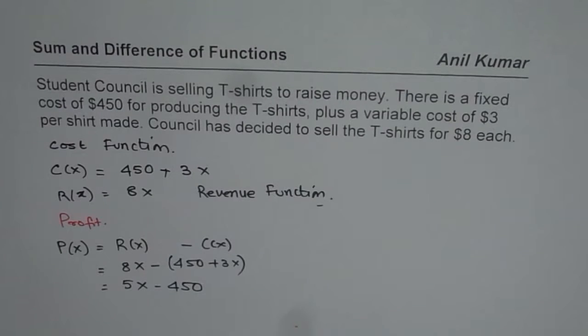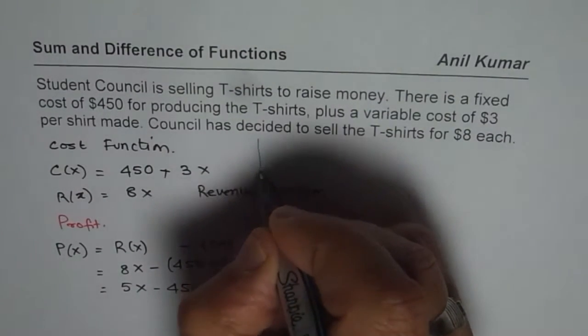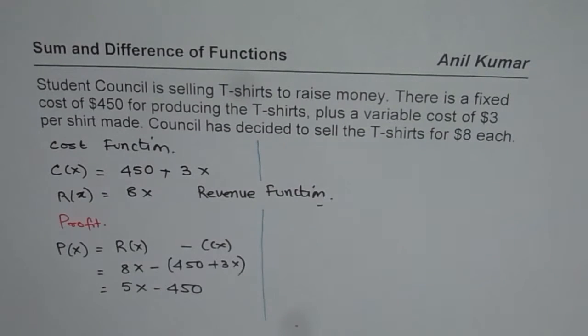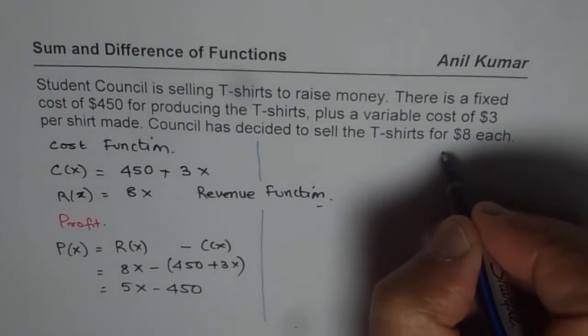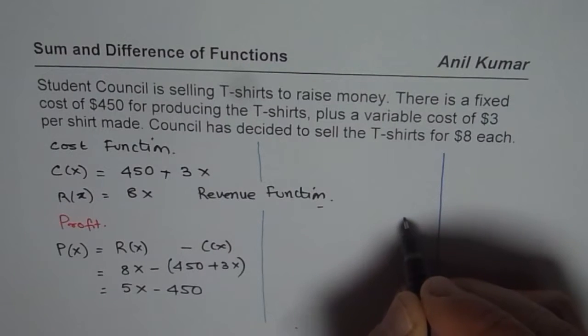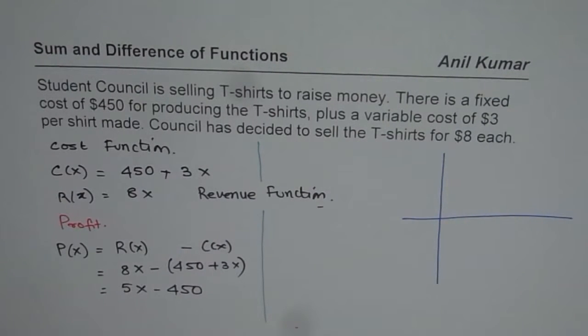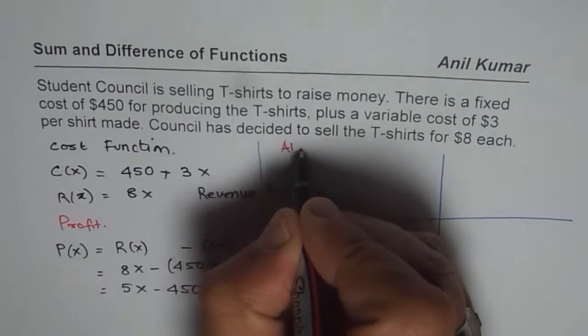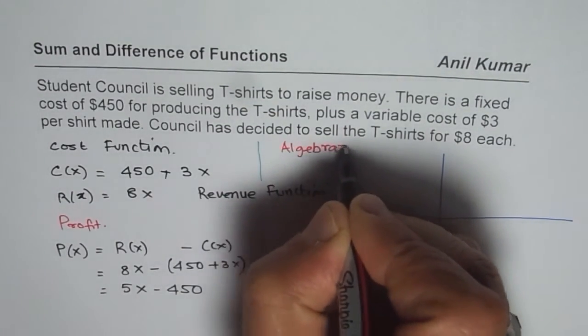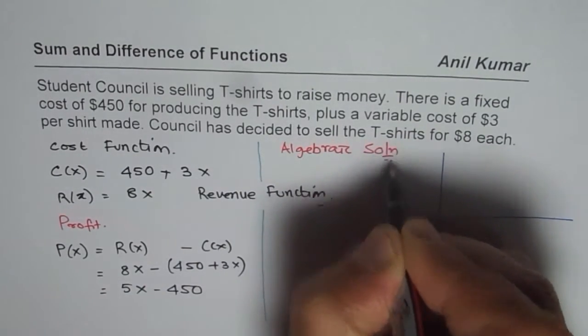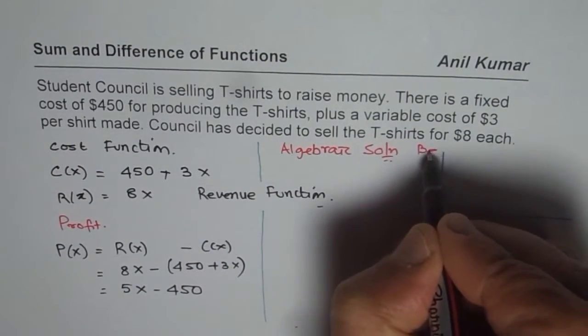Now with this, we can actually solve many related real life situation problems. Now in this particular case, what we can do is sketch the graph of revenue and cost function and then figure out when we are going to get some profit, right? We can find that profit algebraically or graphically also. Okay, if you are doing it algebraically, let's do it algebraically first. Let's do an algebraic solution for finding the break-even point, for example, right?